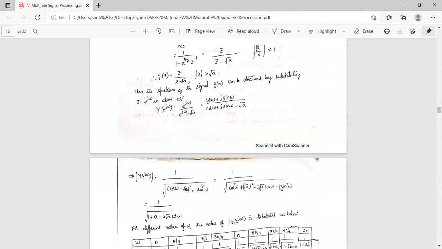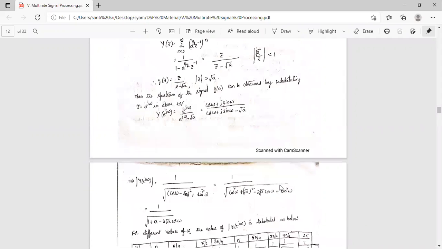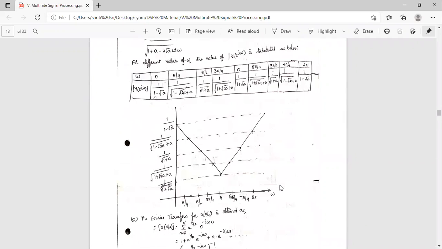So for part B, the interpolated signal y of n, which is obtained by increasing the sampling rate by a factor 2, this is the spectrum.